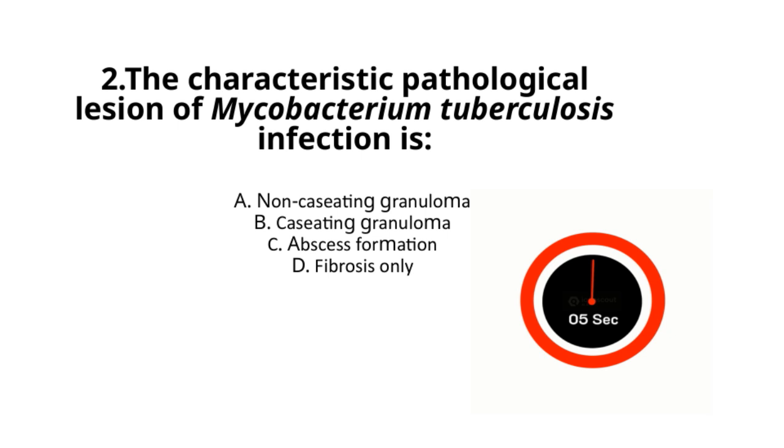Then there's abscess formation. While abscesses can occur, they are less characteristic of TB compared to granulomas, and they involve pus-filled cavities resulting from tissue destruction. Lastly, sometimes we see fibrosis only. This indicates a healing or chronic phase, where the tissue has been replaced by scar tissue without active granuloma formation. Understanding these different lesions helps us recognize the body's response to TB and guides diagnosis and management. The caseating granuloma, in particular, is a key feature that points strongly toward tuberculosis infection.